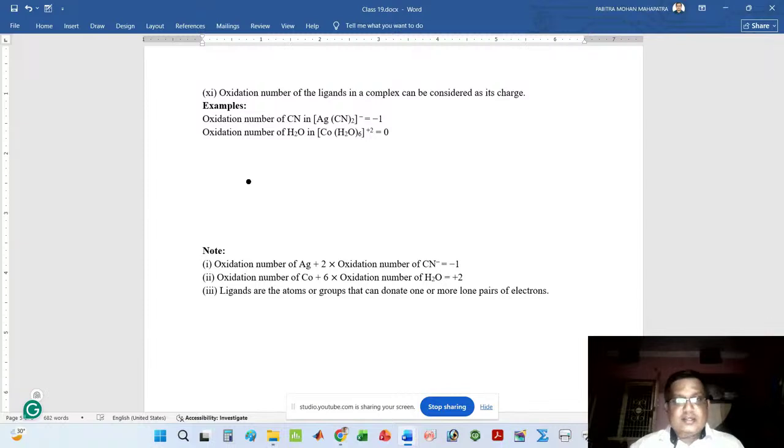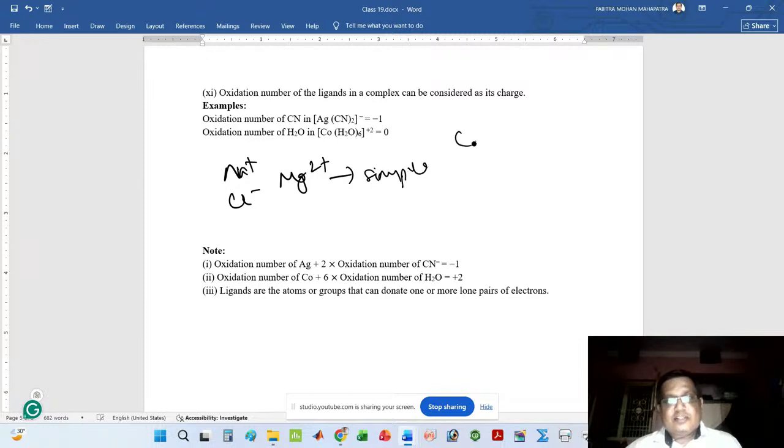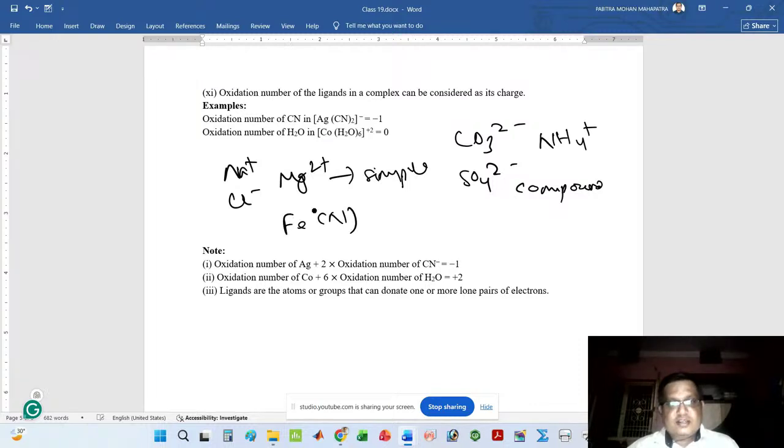Look at that: Na+, Cl-, Mg2+. These are simple ions, simple radicals. Similarly, CO3 2-, SO4 2-, NH4+ are compound radicals. But if you think about a complex radical, Fe(CN)6 3-, these are complex radicals.